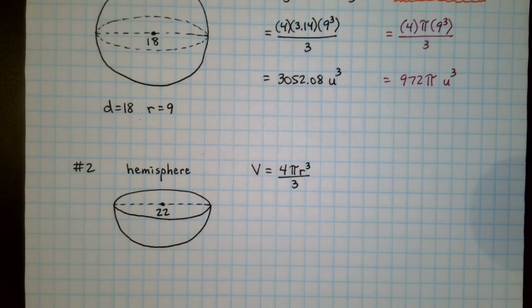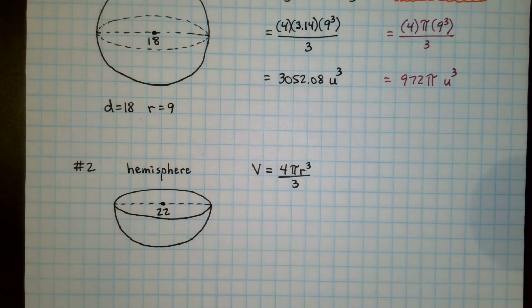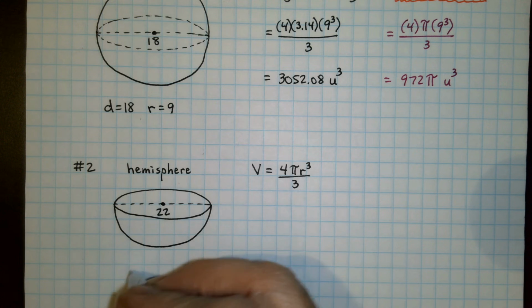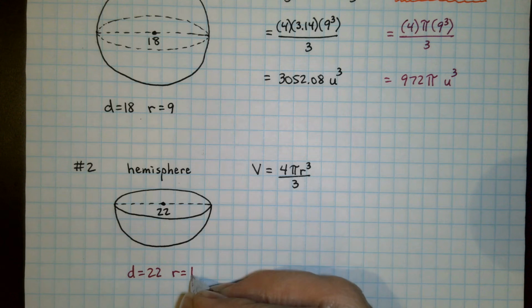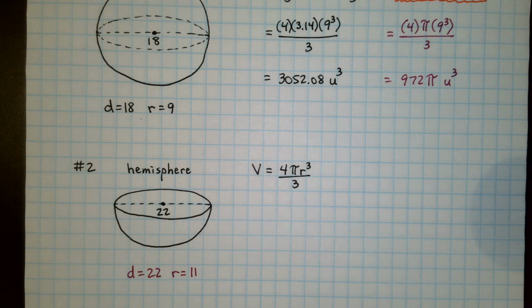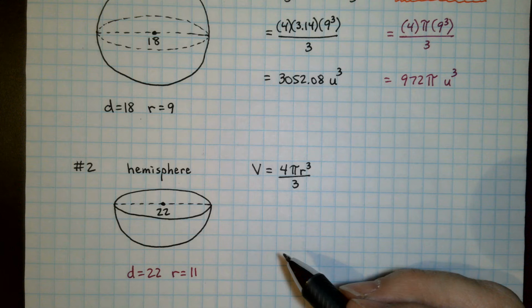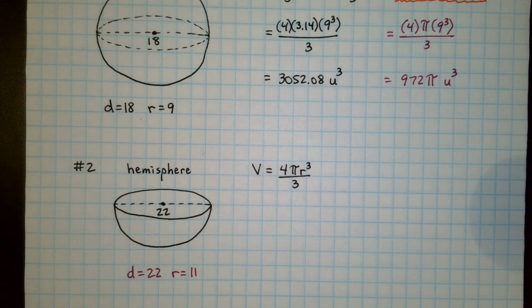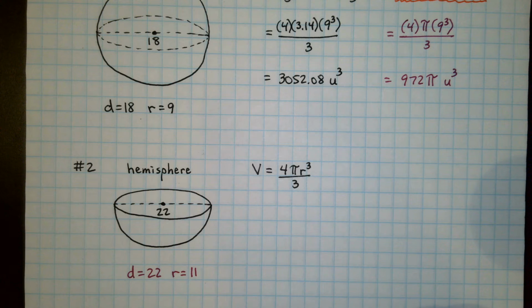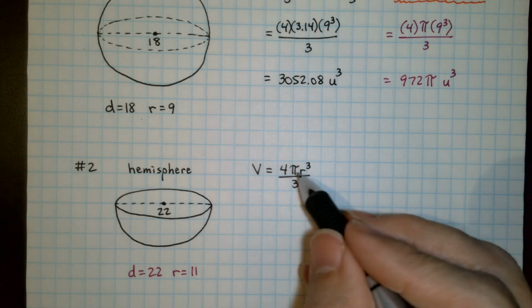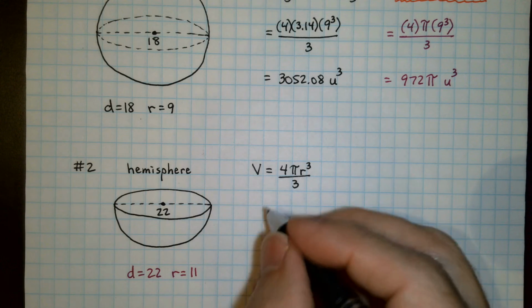Example number 2 is half of a sphere called a hemisphere. In this problem, the diameter is given as 22, which means the radius is 11. Now, half of a sphere cannot have the volume of an entire sphere, which is what this formula gives us. So what we're going to have to do with this is divide it by 2 when we're done.